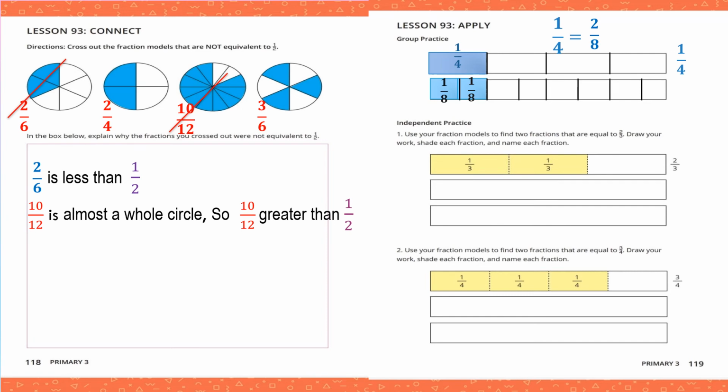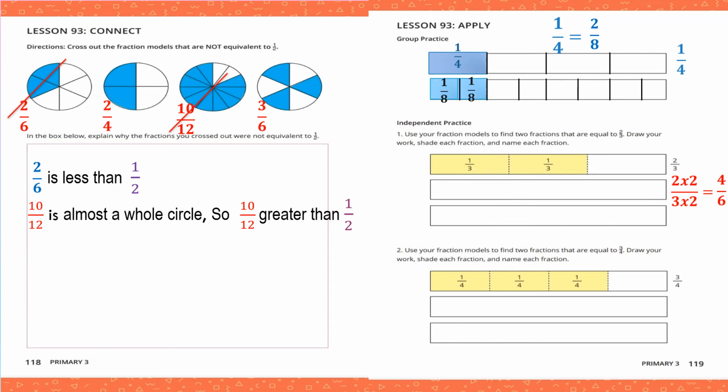Number 1, use your fraction models to find two fractions that are equal to 2 over 3. Draw your work, shade each fraction, and name each fraction. So I need to find two fractions that are equivalent to 2 over 3. The first fraction, I can multiply the numerator and the denominator by 2. Like this. 2 times 2 equals 4. 3 times 2 equals 6. So it equals 4 over 6.